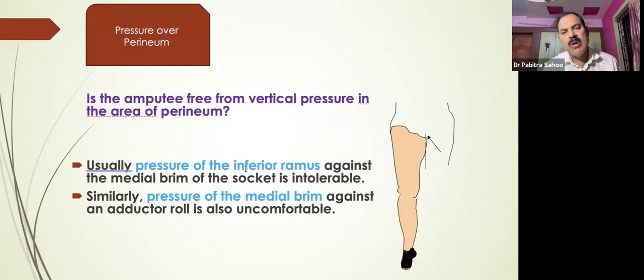So one should ask the patient, where do you feel pain? Why are you keeping your limb in an abducted position? Do you feel any pressure on the medial side? Do you feel any discomfort? Then you check the medial wall. You will find that there may be an adductor roll or bulging of the soft tissue on the medial side, which indicates undue pressure over the adductor roll.